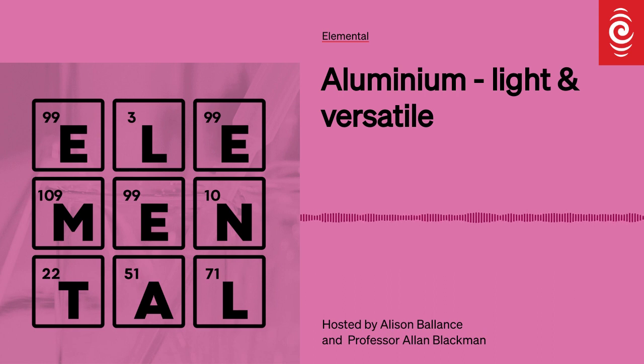Now, episode 2 is where we're up to on our alphabetical journey. So, Allan, what are we doing today? We're going to talk about the most abundant metal on Earth, and I'll give you a couple of seconds to guess what that is. It's aluminium. Really? I didn't know it was the most abundant metal on Earth. What are its vital stats?